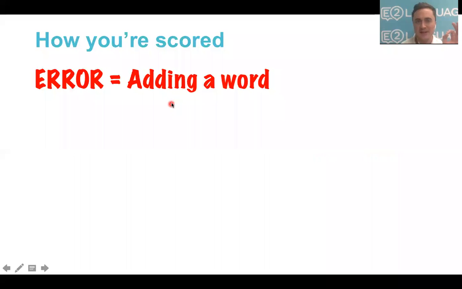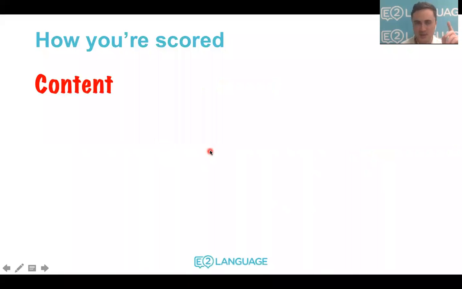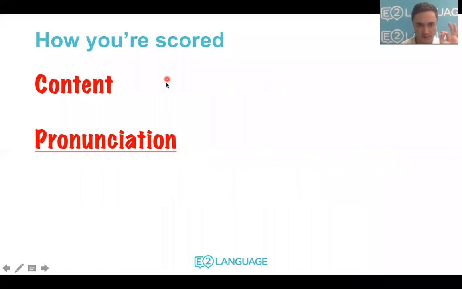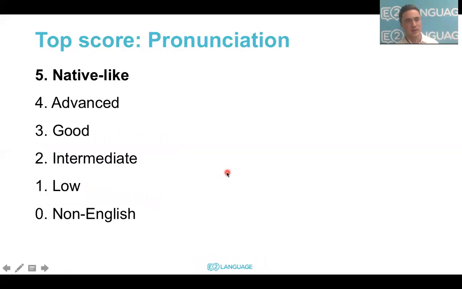Another type of error is when you add a word. And trust me, people do this, but they are unaware of it. "Newspapers are supported primarily by the sale of the advertising space." Here, I have added a word that was not in the original sentence. Therefore, I have been penalized. 1 error. Let's push on with how you're scored, and look at pronunciation, the second part of the scoring.